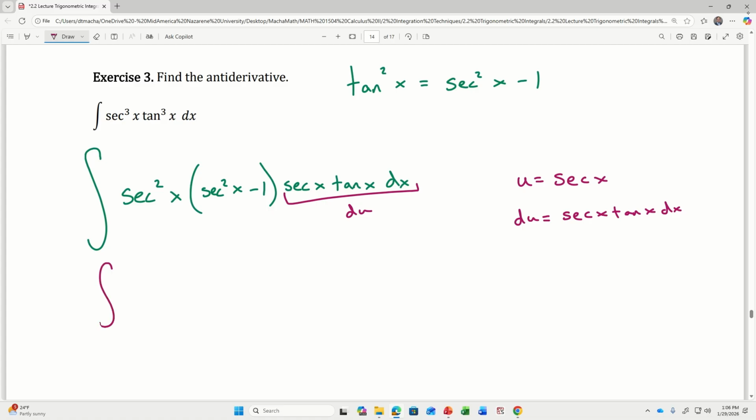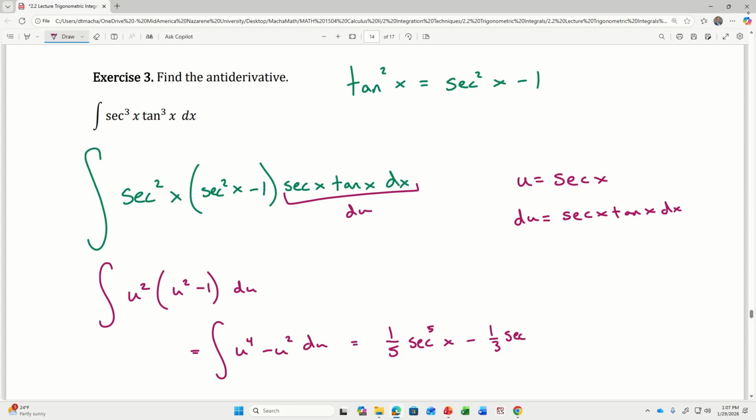So I get to rewrite this thing as u squared times u squared minus 1 du. So I will get 1/5 secant to the 5th x minus 1/3 secant cubed x plus c.